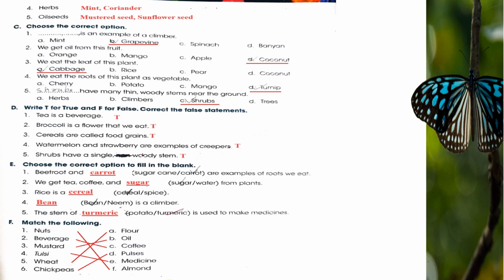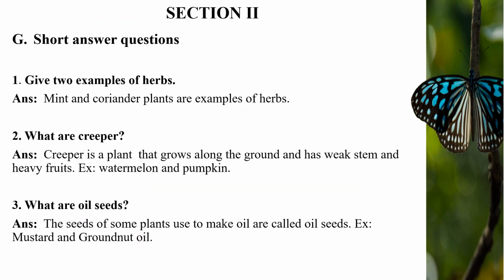Next, match the following. First, nuts, that is F, almond. Second, beverages with coffee, that is C. Third, mustard with oil, that is B. Fourth, tulsi with medicine, that is E. Fifth, wheat with flour, that is A. Sixth, chickpeas with pulses, that is D.